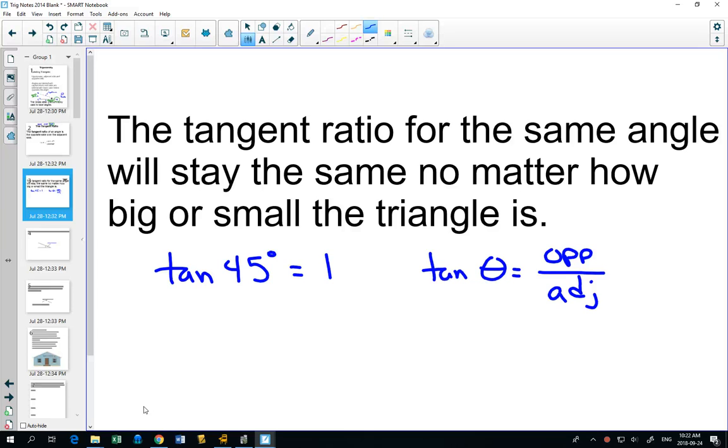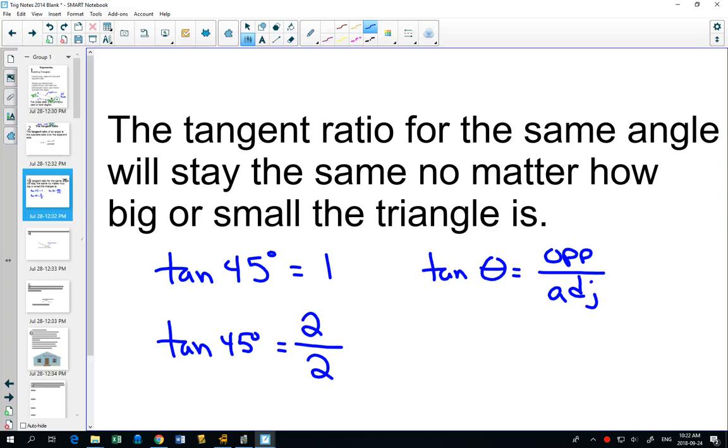So could you tell me a number for the opposite side and a number for the adjacent side, so when I divide them, I get 1? Anybody? Two numbers, a number for the opposite side, a number for the adjacent side. Because apparently when I divide these two, the answer my calculator tells me is 1. 2 and 2. Would you agree that 2 divided by 2 is equal to 1?